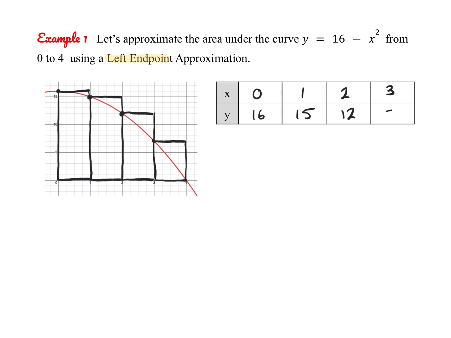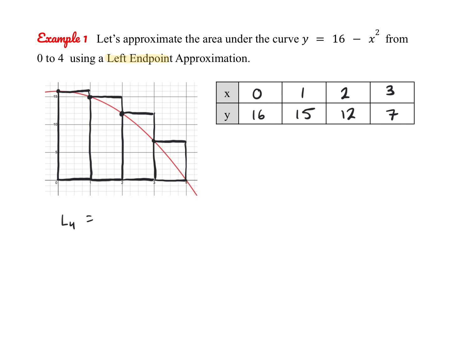So that is a height of 7. So now we know the heights of each of our rectangles, and we know each of the widths is just 1. So now we can calculate our left endpoint approximation. For this, we can say L4, just to denote that it's a left endpoint and there are 4 rectangles.